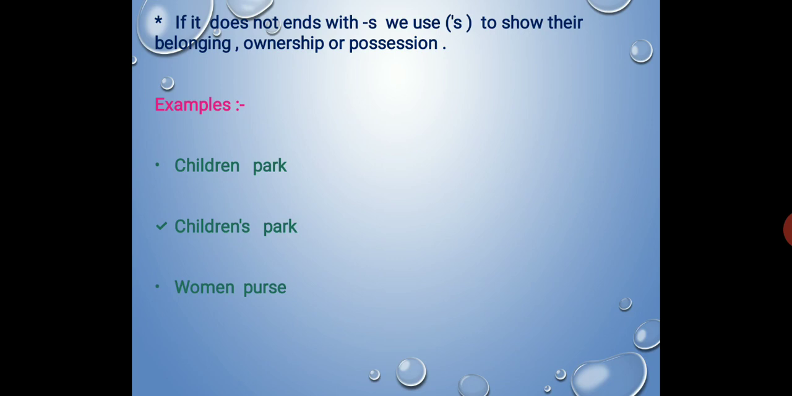The next example is women purses. So just look at the spelling, WOMEN, and women is the plural form of woman. Here again, if we want to show the possession of women, what can we do? Yes, we use apostrophe and s to them to show its possession. So the answer will be the women's purses.